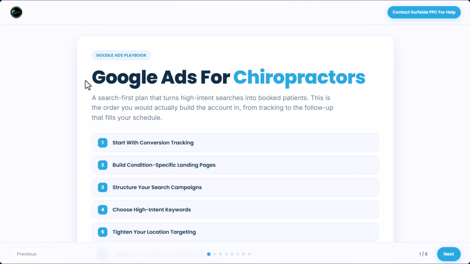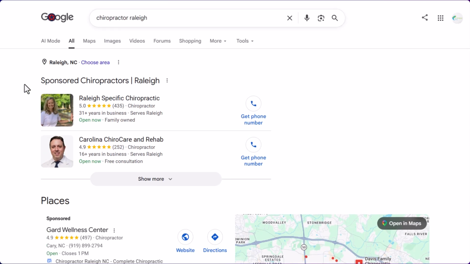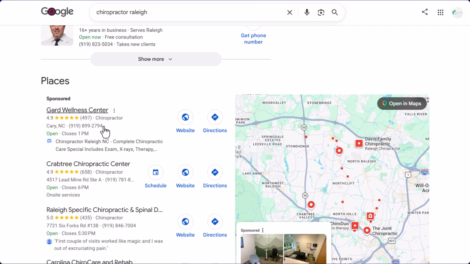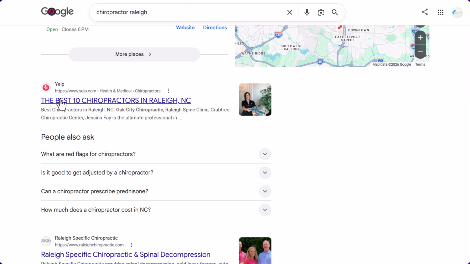But essentially for this one, let's just say you're a chiropractor in Raleigh, North Carolina. When you look at this, we have local services ads that show up. Then we have a Google Maps ad. So we have a local ad here. As we scroll down, I get into the organic listings, which the first one is Yelp.